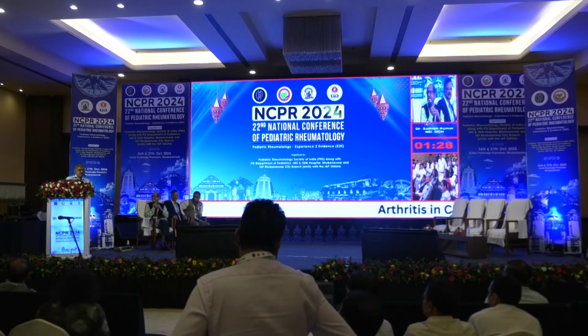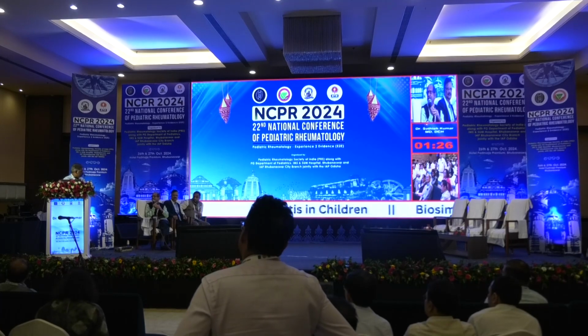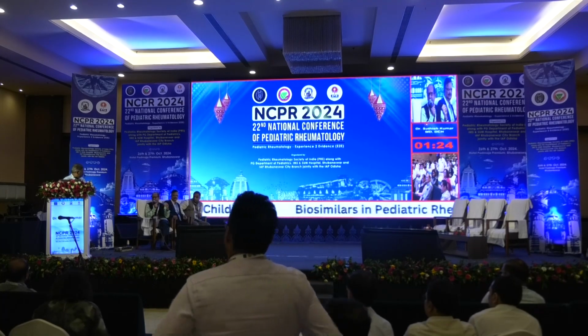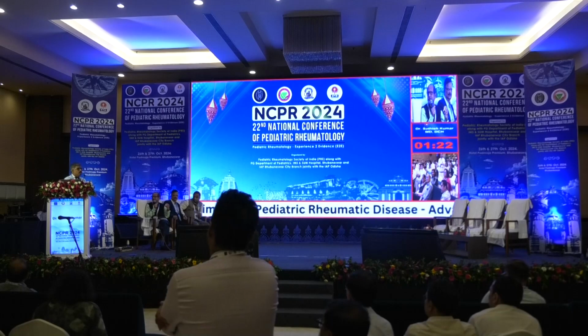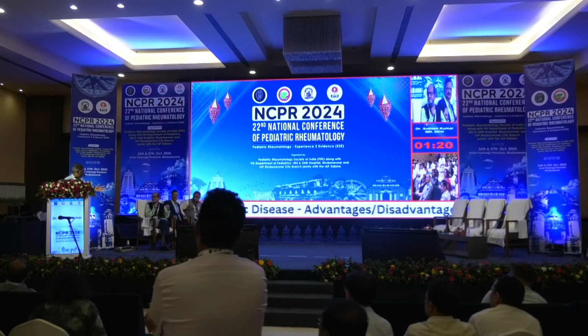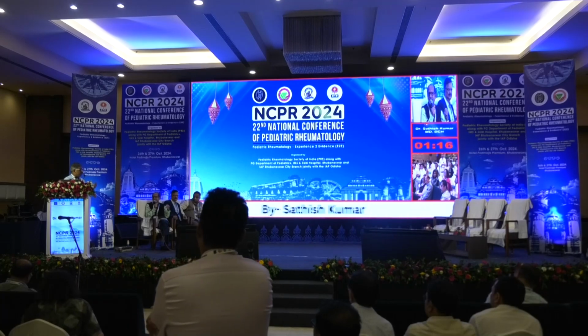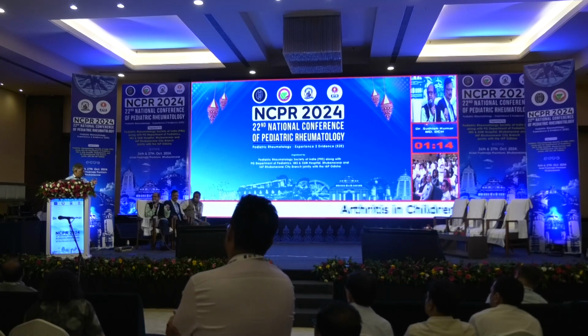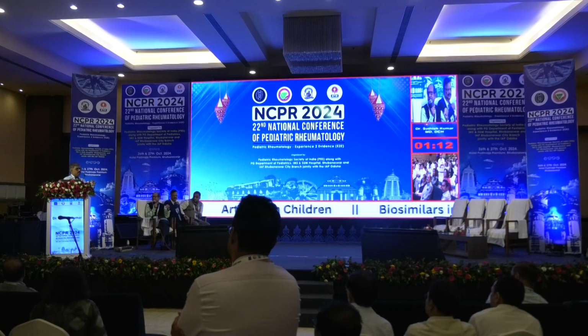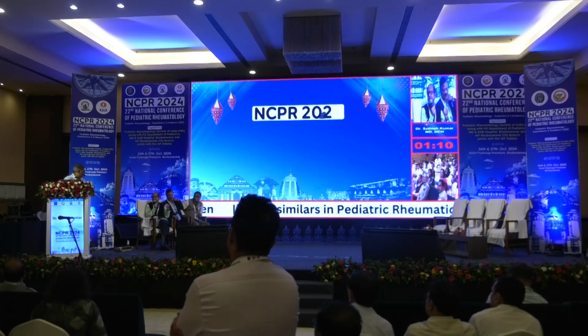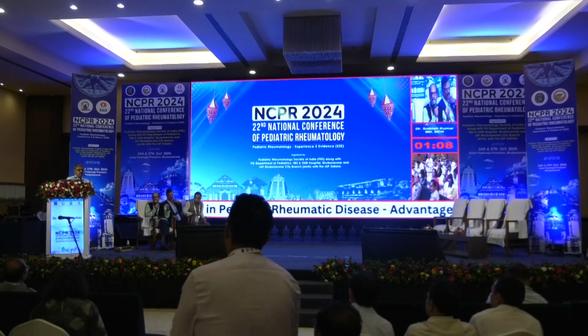Now tocilizumab is available as intravenous infusions and as subcutaneous. The intravenous infusion comes as 80 milligram, 200, 400. Now we have 162. Most of our children, after COVID came, we shifted to subcutaneous tocilizumab. The only thing is it comes as 162. If the children are very small, I go for IV infusion. Otherwise, most of our children, we go for the subcutaneous.